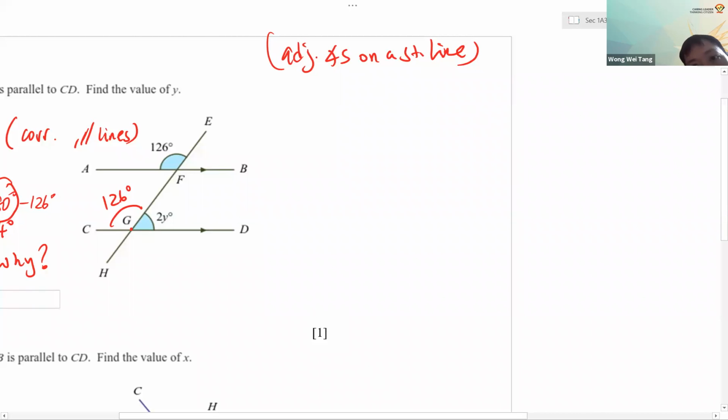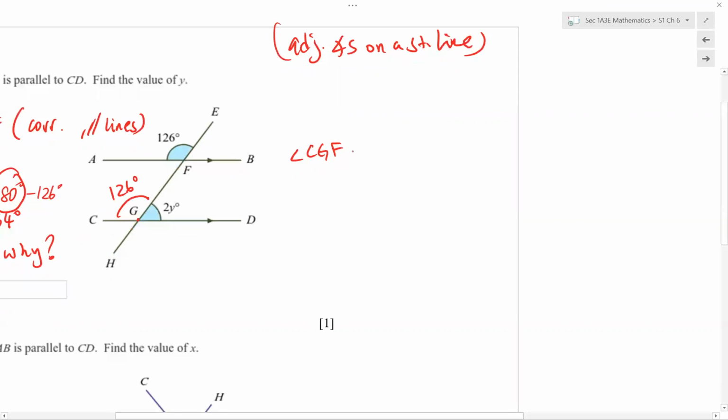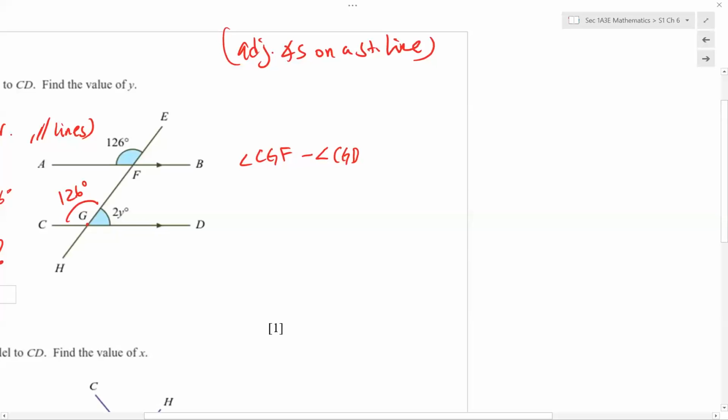Equation means there's an equal sign, there's a left hand side of the equal sign. Angle CGF minus angle CGD. Minus. Confirm minus. Yeah. So, minus.